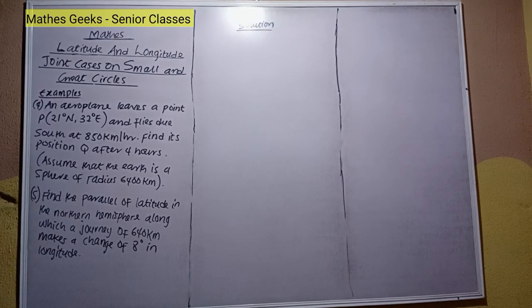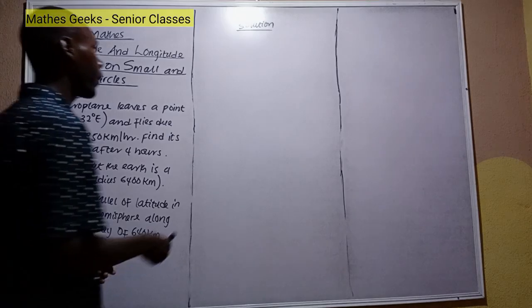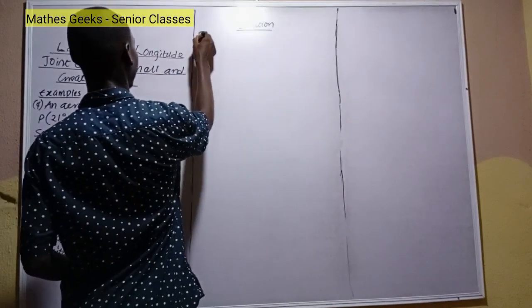An aeroplane leaves a point P, 21 degrees north, 32 degrees east, and flies due south at 850 kilometers per hour. Find its position Q after 4 hours. Assume that the Earth is a sphere of radius 6,400 kilometers. So, number 4.